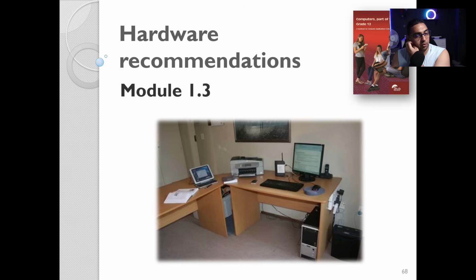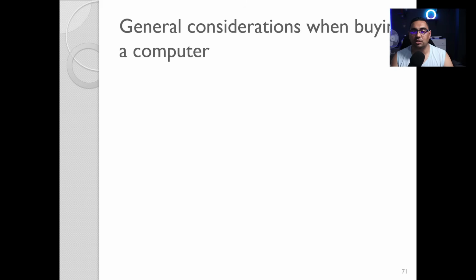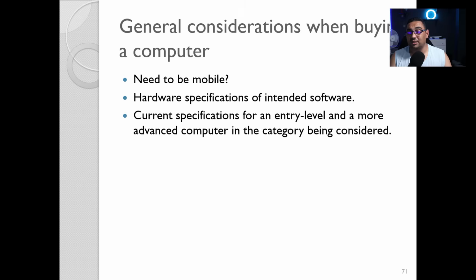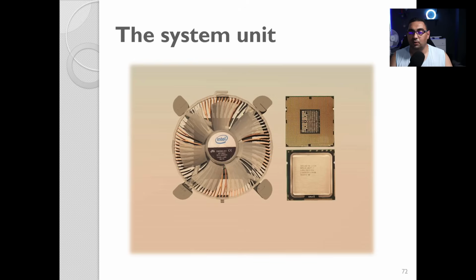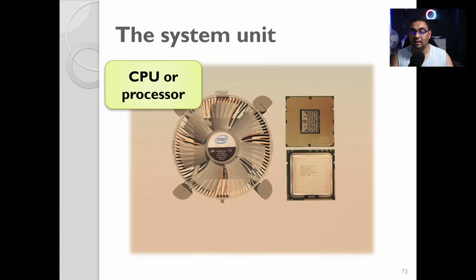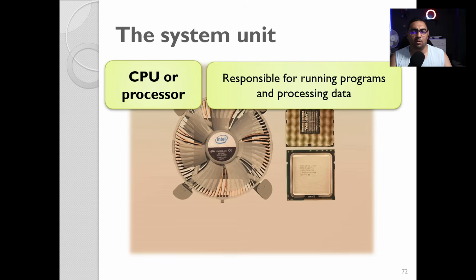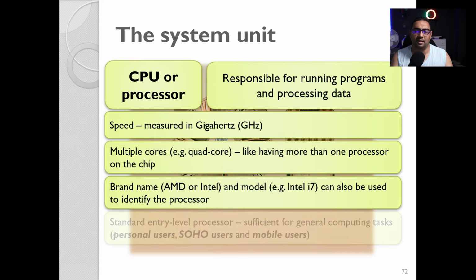Right, then we move on to 1.3, hardware recommendations. We've spoken a lot about this already. Considerations when buying a computer. So you can go and read through that. We have spoken, I think, in detail about this already. We look at things like our system unit, our CPU. We know what that is there for.